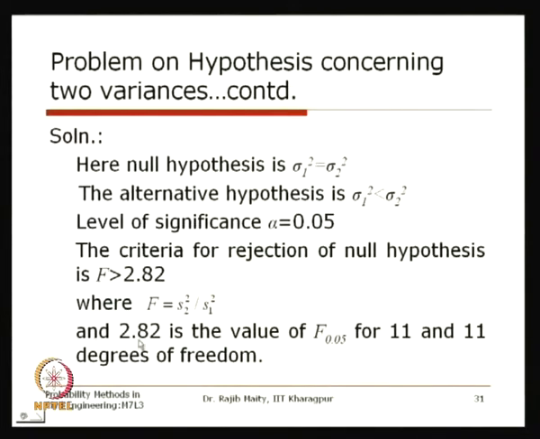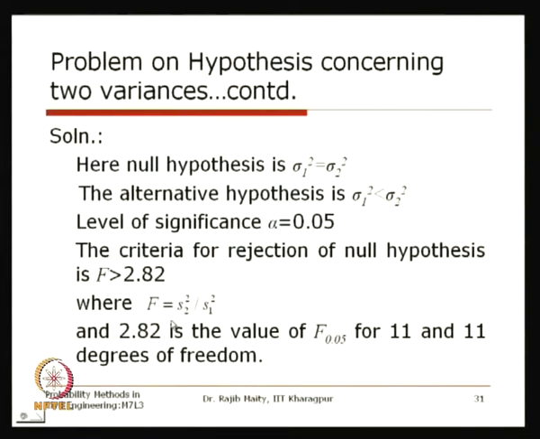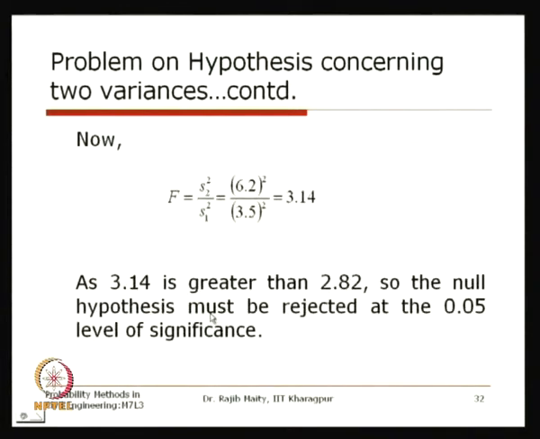You have seen that S2 is 6.2 and S1 is 3.5. So, S2 is greater, so we use the test statistic S2 square by S1 square. Anyway, in this case both the sample sizes are the same. Here the test statistic comes to be 3.14, and as this 3.14 is greater than 2.82, the null hypothesis must be rejected at the 0.05 level of significance.